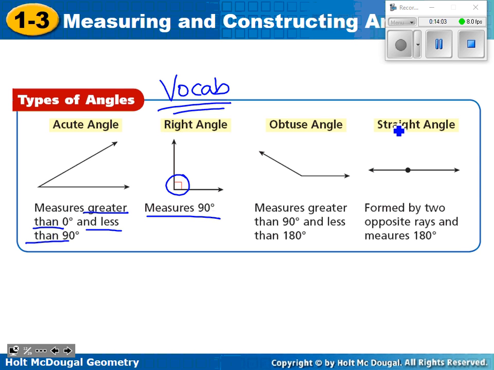Obtuse is going to be bigger than 90, but it's going to be less than 180. So again, it could be 179.9999, but less than 180. So greater than 90, less than 180. And then a straight angle looks just like a straight line, but it's how many degrees? 180. It's exactly 180. And remember that this picture actually can mean 3 things. It could mean it's a straight angle, it could be just a straight line, or it could be 2 opposite rays. Those are all in this picture. Would you agree? Okay, so it just depends on what that is in context within your problem.